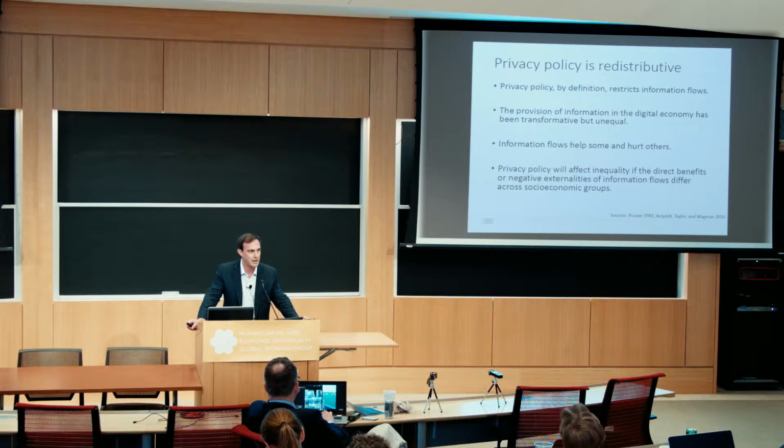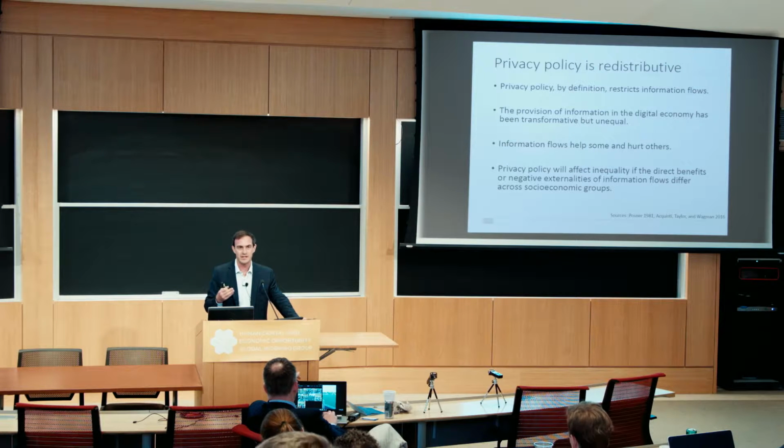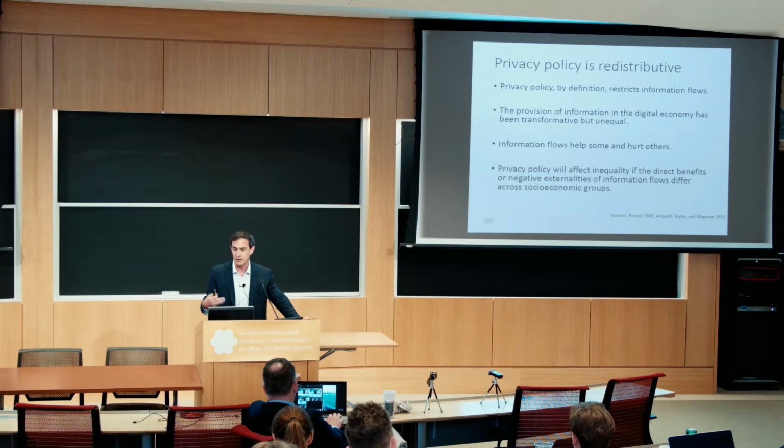So privacy policy, what does it do? By definition, it restricts information flows, which generally, it's hard to think about restricting information flows as being Pareto improving. There's some exceptions, but still, it's redistributive. Some people are going to benefit more than others. And so the provision of information in the digital economy has been transformative, but it's been unequal. And these information flows, they help some, they hurt others.